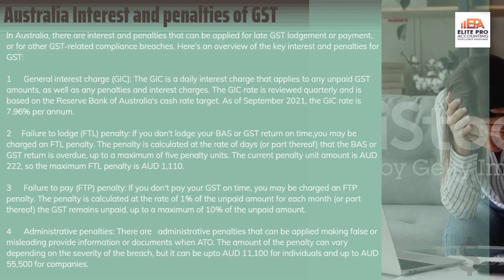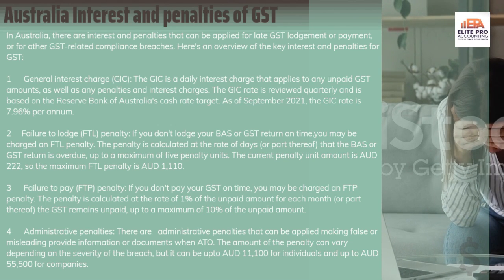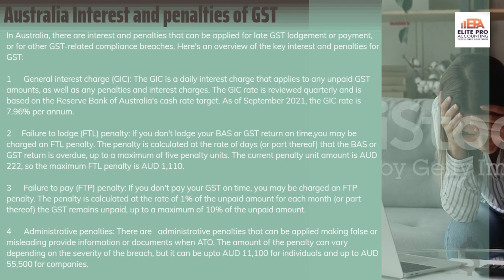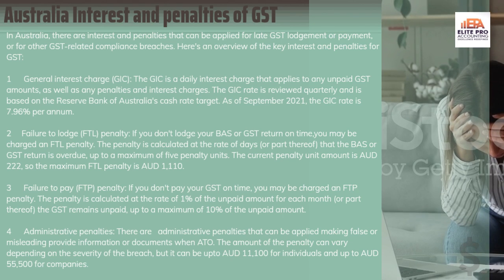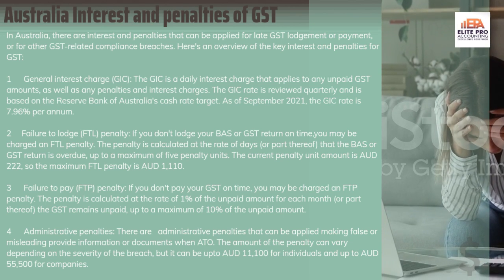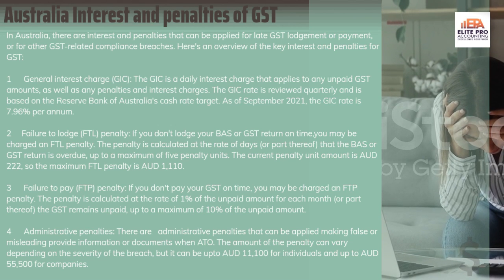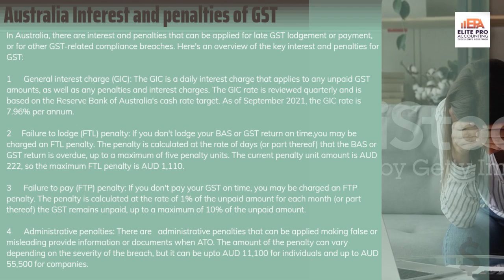4. Administrative penalties. There are various administrative penalties that can be applied for making false or misleading statements, or failing to provide information or documents when requested by the ATO. The amount of the penalty can vary depending on the severity of the breach, but it can be up to 11,100 Australian dollars for individuals and up to 55,500 Australian dollars for companies.